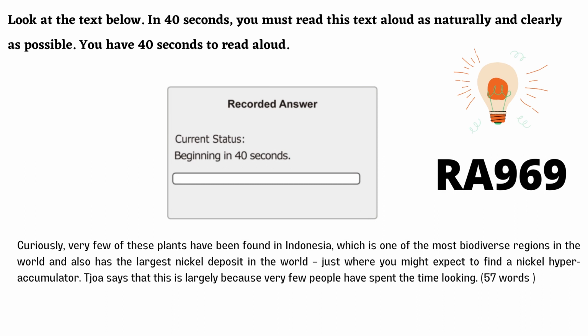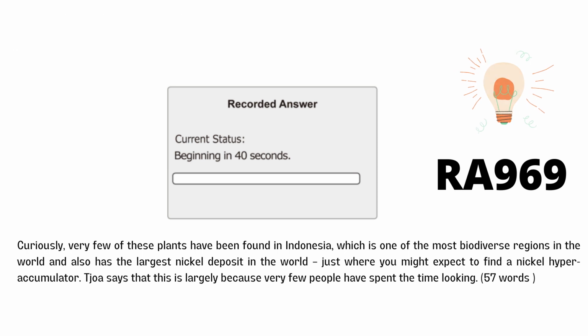Curiously, very few of these plants have been found in Indonesia, which is one of the most biodiverse regions in the world, and also has the largest nickel deposit in the world, just where you might expect to find a nickel hyper-accumulator. Tioa says that this is largely because very few people have spent the time looking.